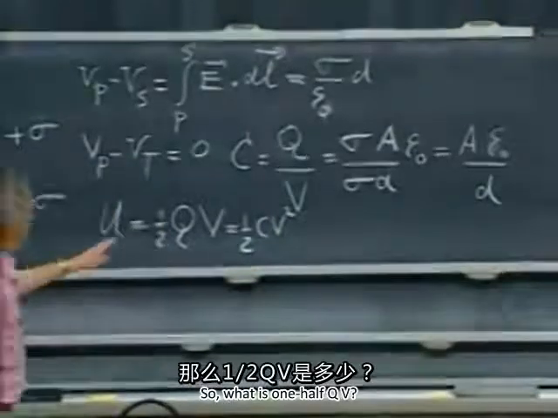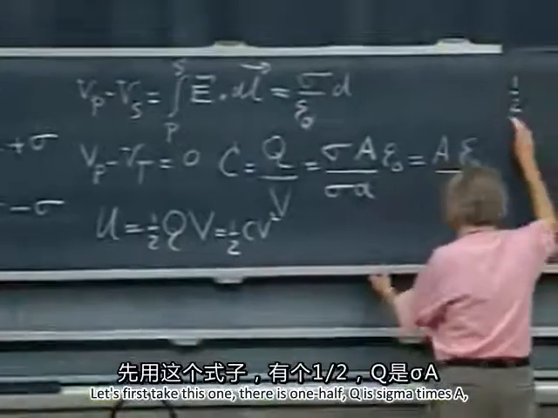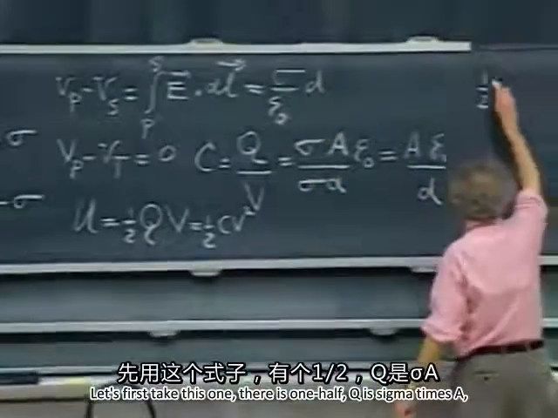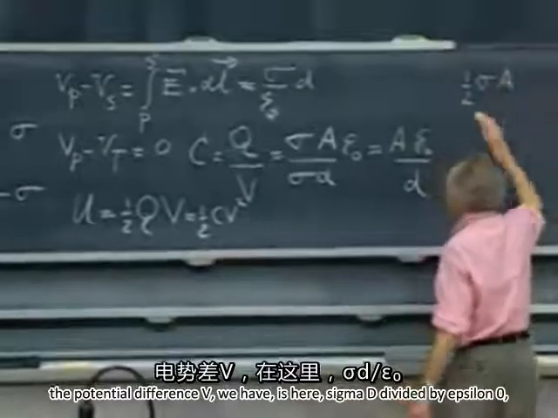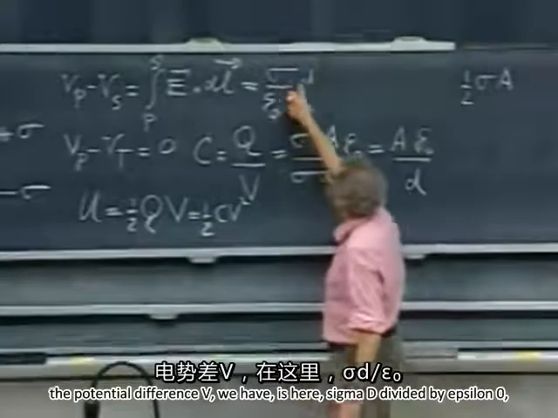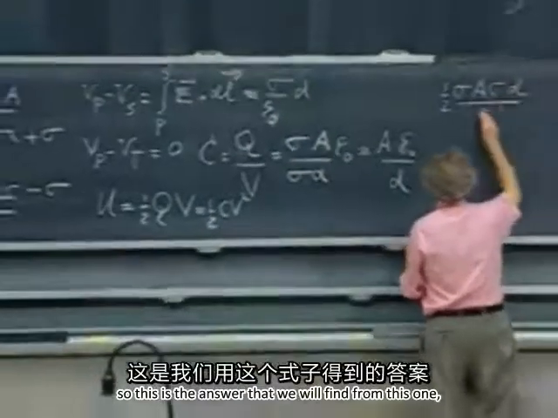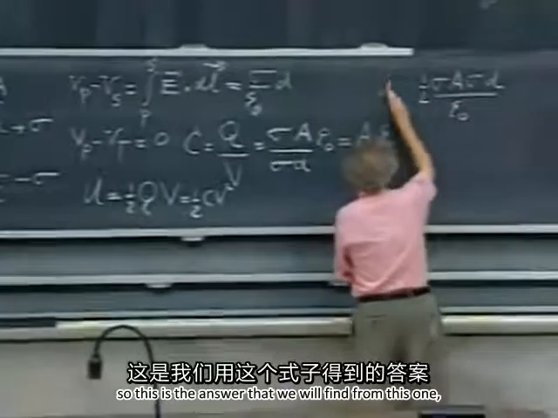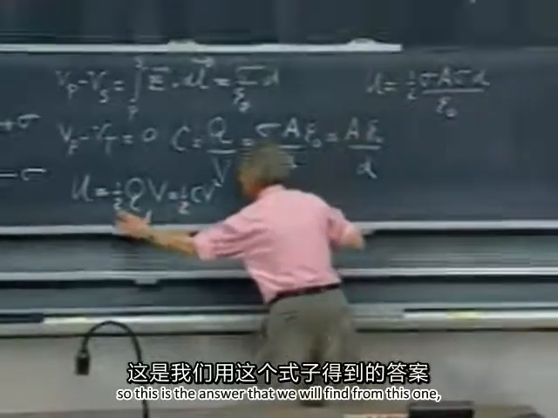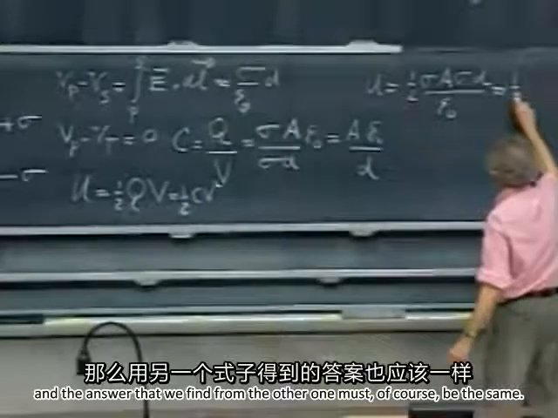So what is 1/2 QV? Let's first take this one. That is 1/2 Q, where Q is sigma times A. The potential difference V we have is sigma d divided by epsilon 0. So this is the answer that we would find from this one.